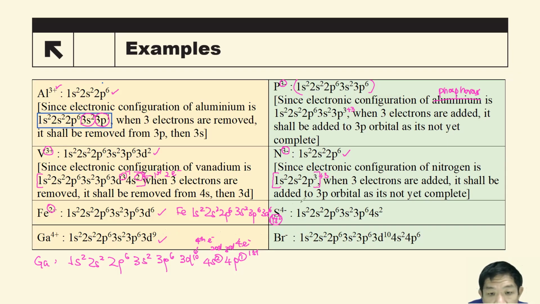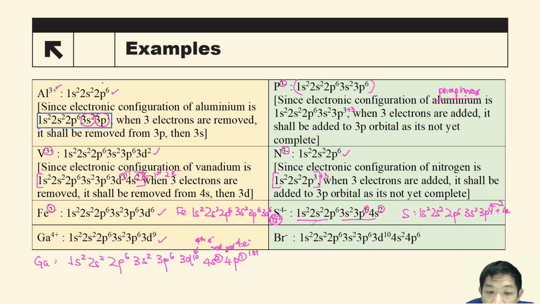As for the negatively charged ion, S4-, originally for S you have 1s2, 2s2, 2p6, 3s2, 3p4. So when you add 4 electrons, 2 will go to the 3p, making it 3p6, and then you have 2 more, which go to the next energy level, which is 4s. So that is why S4- has 1s2, 2s2, 2p6, 3s2, 3p6, 4s2.